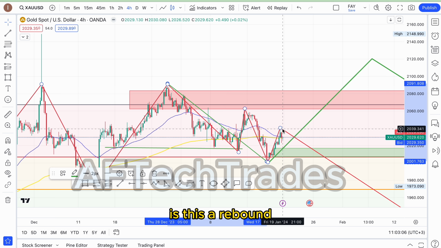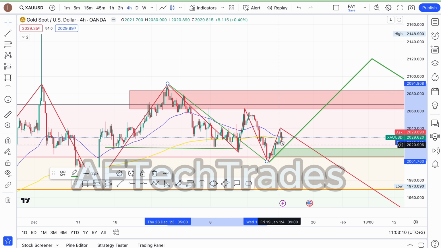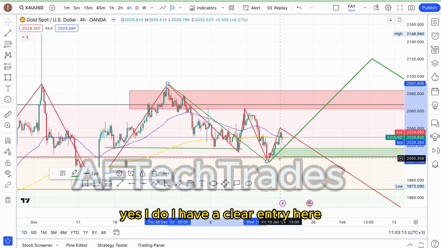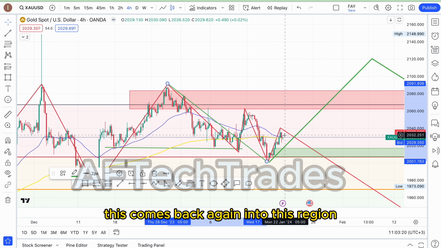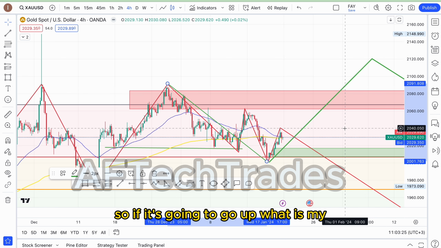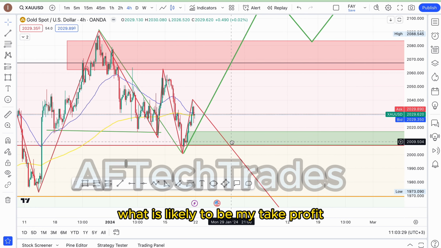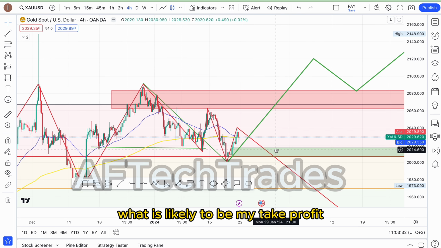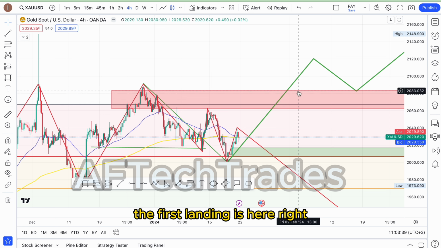Is this a rebound? When it breaks it here, is this going to be a rebound? Do I have a clear entry here? Yes, I do. I have a clear entry here. So which means there is possibility this comes back again into this region and then it goes up. So if it's going to go up, what is likely to be my take profit? My take profit will be, first of all, the first landing is here, right? This region.